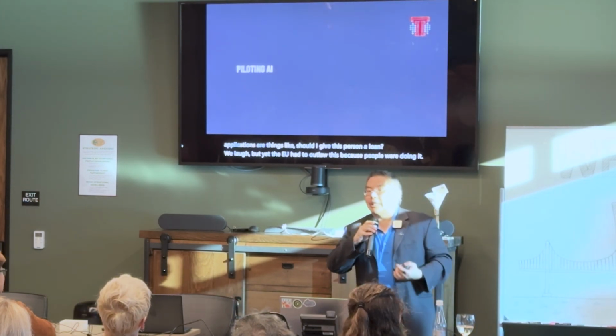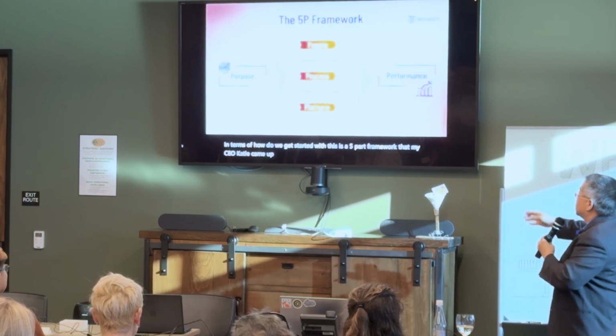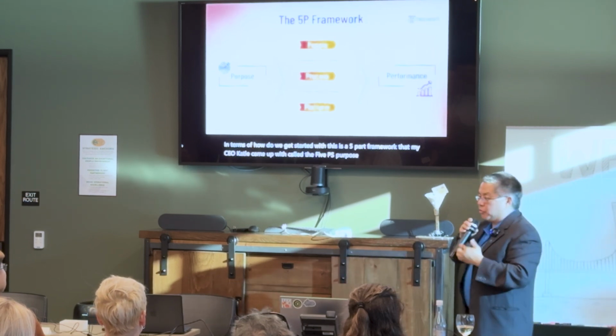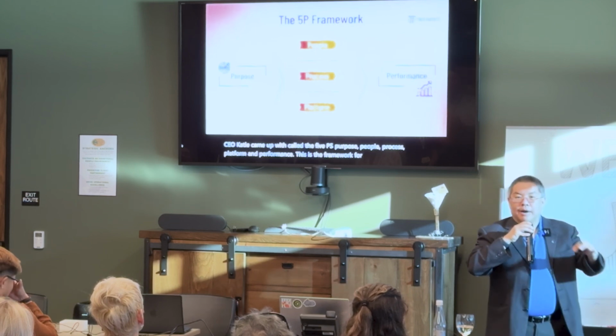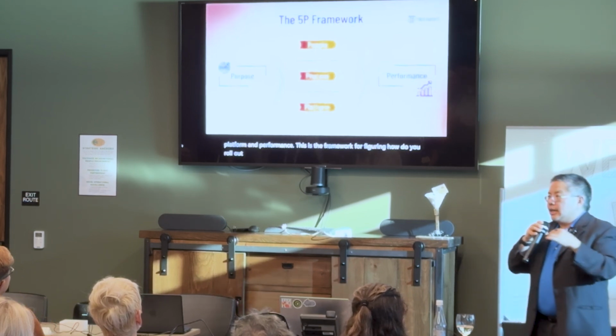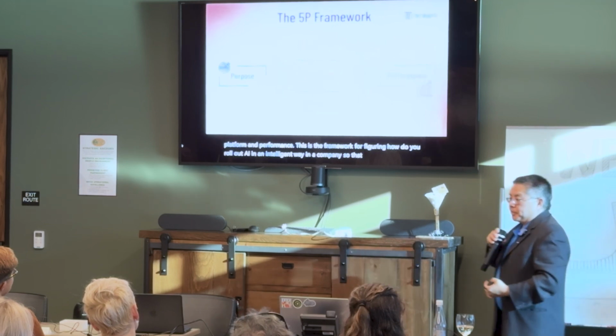In terms of how do we get started with this, there's a 5-part framework that my CEO, Katie, came up with called the 5 Ps: purpose, people, process, platform, and performance. This is the framework for figuring out how do you roll out AI in an intelligent way in a company so that it minimizes harm.